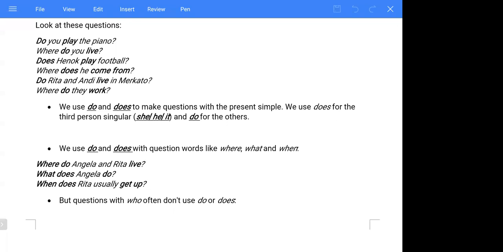As mentioned earlier, does is used with third person singular subjects, which are he, she, and it. So the first example, do you play the piano? Why did we use do instead of does here? Because the subject is you, yes? So on the second one, where do you live? Again, the subject is you. So we use do instead of does. But on the third one, there is a subject that says Henok. Henok is a third person singular, which you can change into he. And because of that, you use does instead of do. And the rest, where does he come from? Again, the subject is he.